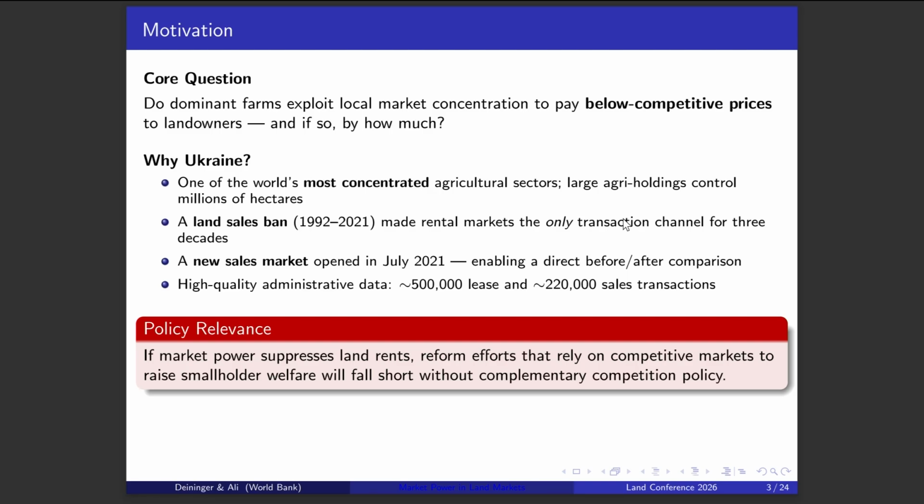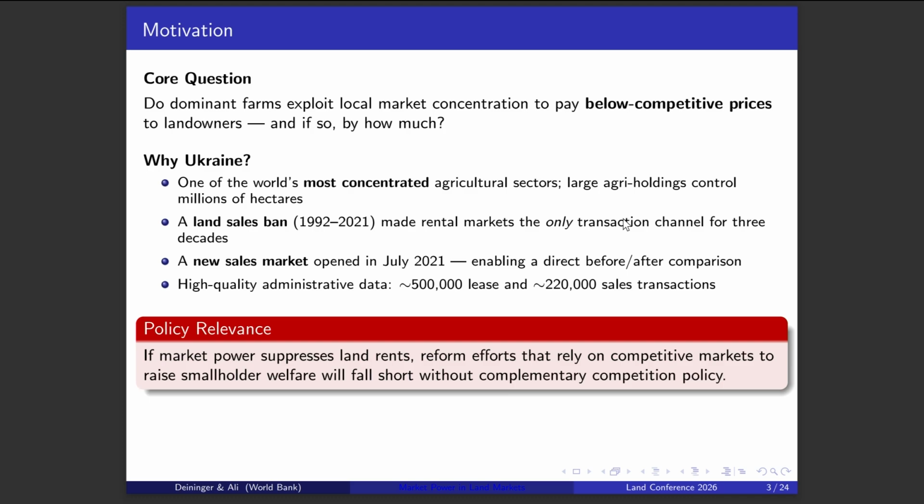The concern is monopsony, a market structure where buyers have enough market power to push prices below competitive levels. We know this happens in labor markets, and there is growing evidence in output markets as well. But in agricultural markets, especially in the developing world, we know nothing. So this is the gap we are trying to fill.